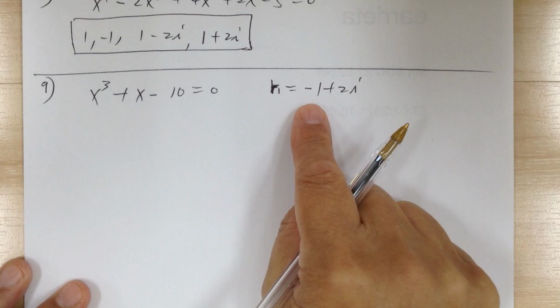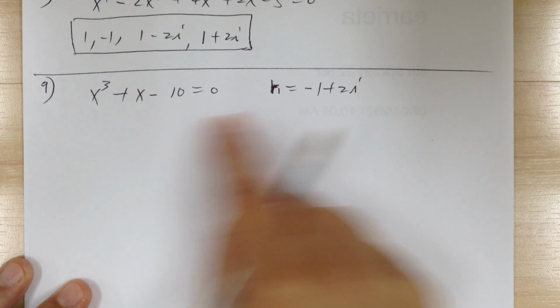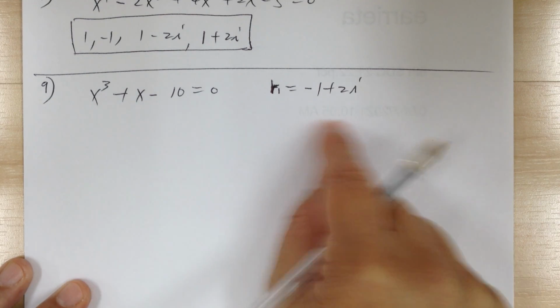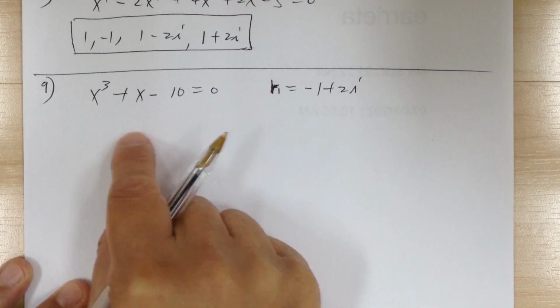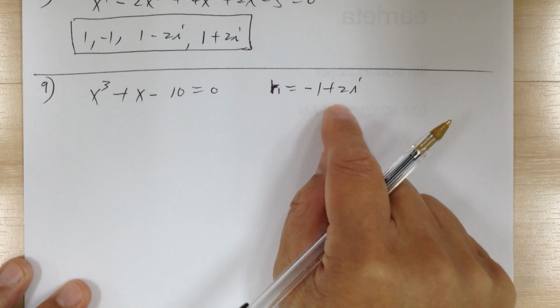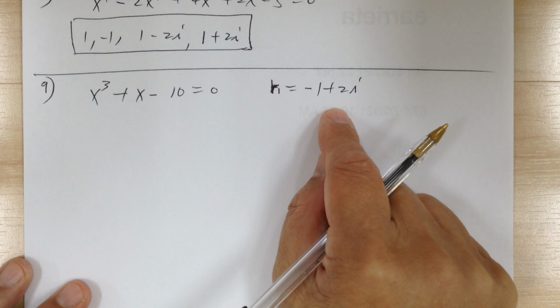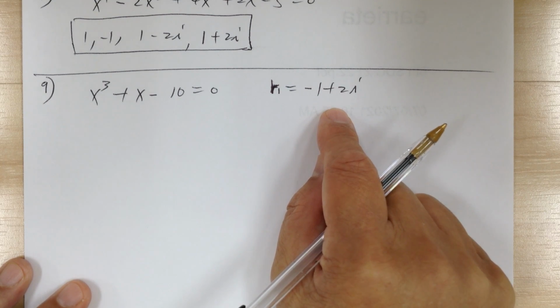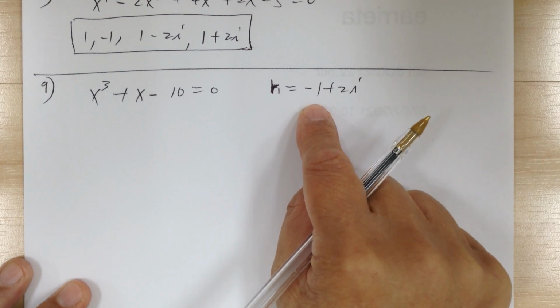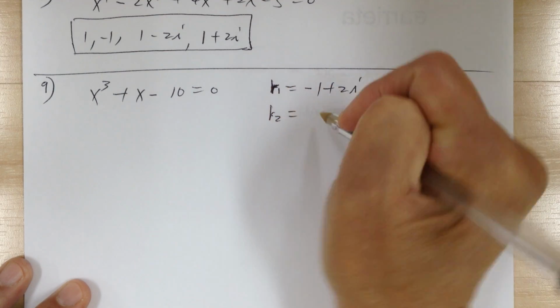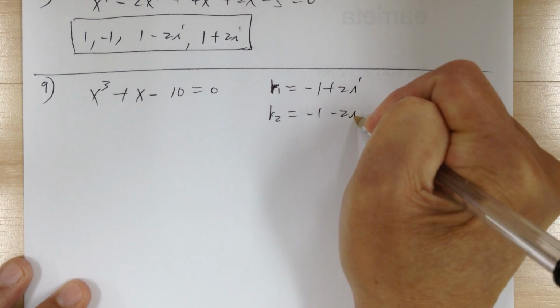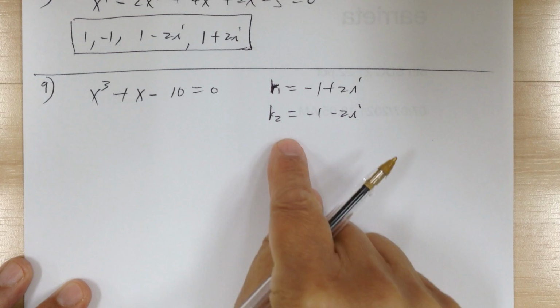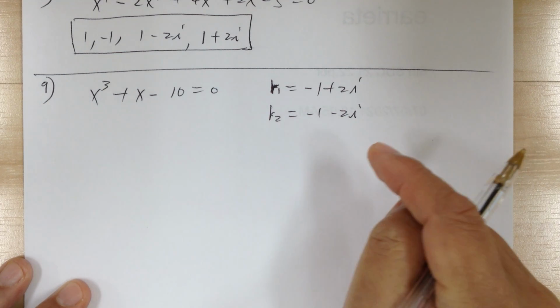So again, there are many ways you can do this. One way is by doing synthetic division, divide it out, but this is kind of messy. So you probably don't want to do that. So probably better to just go and get a conjugate. So r2 is equal to negative 1 minus 2i. So what we're going to do is get a depressed equation first.